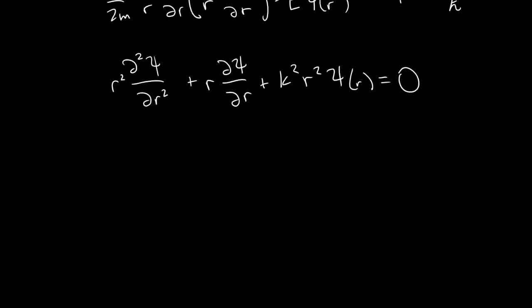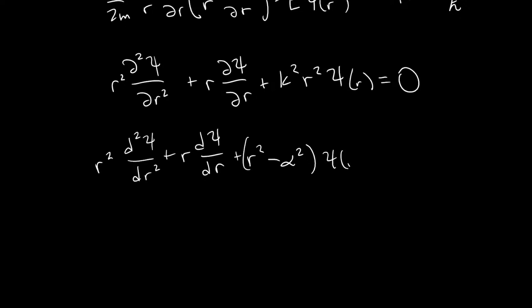Now, again, going back to what I said before, all of this sort of comes down to solving a differential equation. And in fact, this is a very particular case of a very famous differential equation, which in general I'll write as d2 psi dr squared plus r d psi dr plus r squared minus alpha squared psi of r equals zero. This equation is known as Bessel's equation.